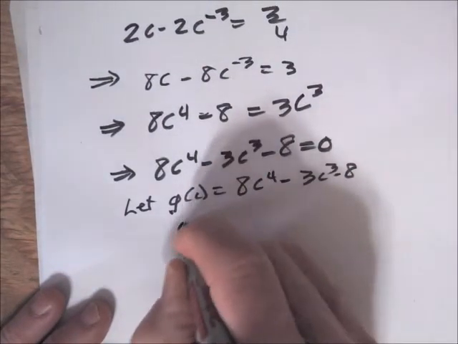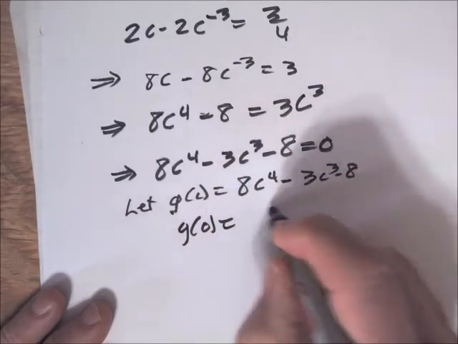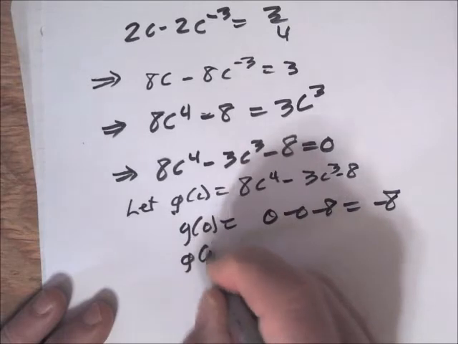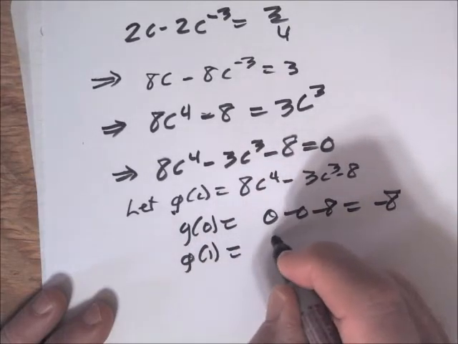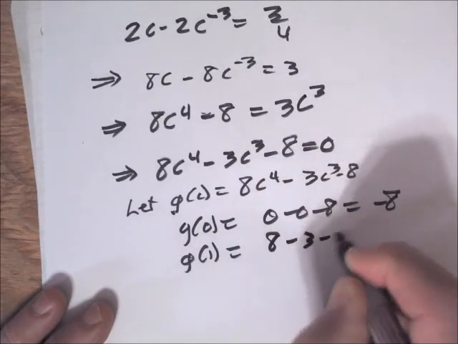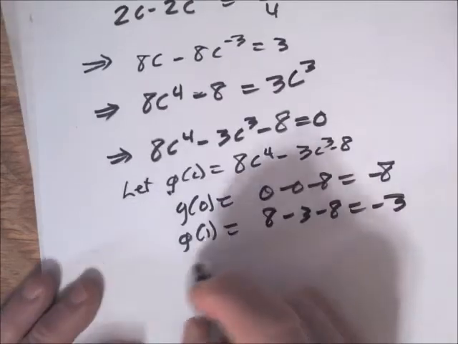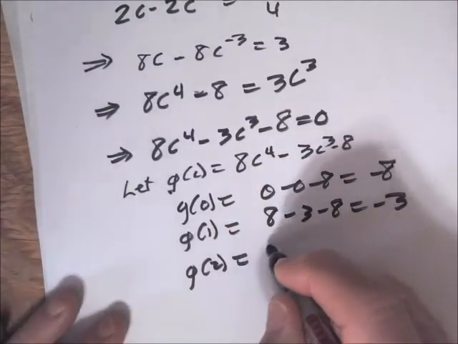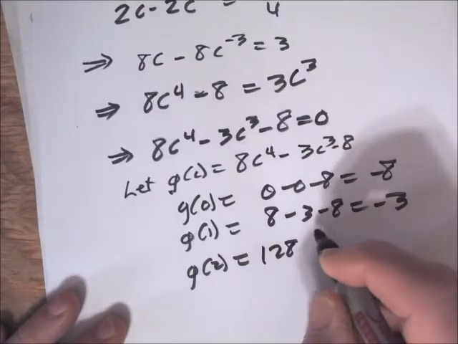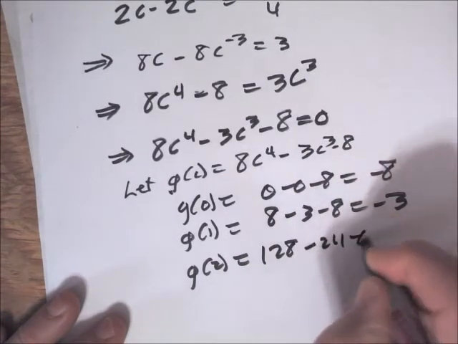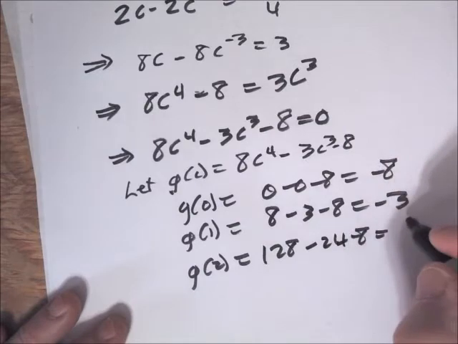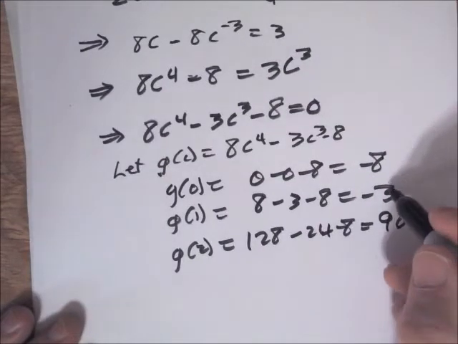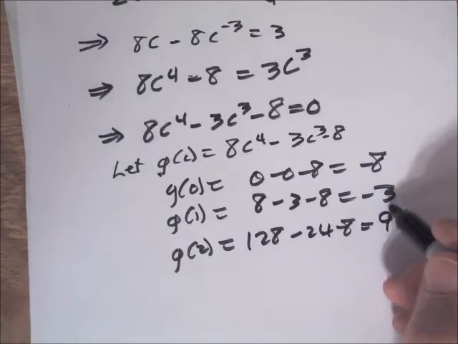Let's say g of 0, 0 minus 8 is negative 8. g of 1, just plugging in numbers here, 8 minus 3 minus 8, negative 3. g of 2, 2 to the 4th is 16, 16 times 8 is 128, minus 24 minus 8, 96. So by the intermediate value theorem, here it's going from negative to positive.